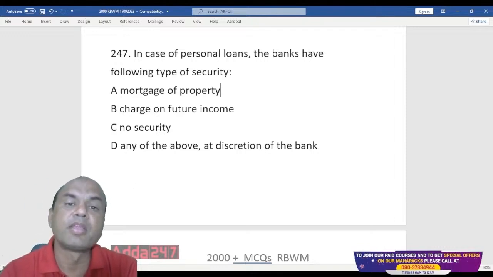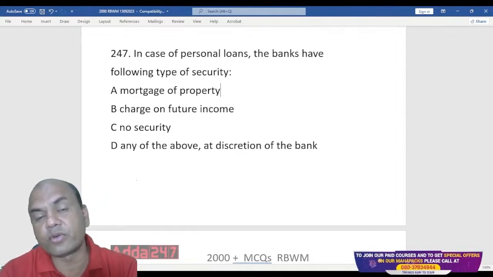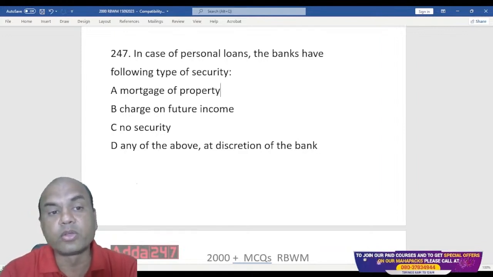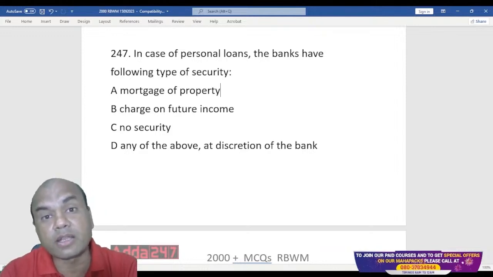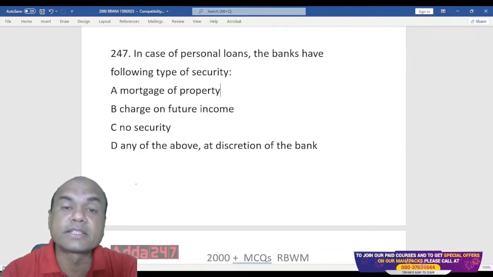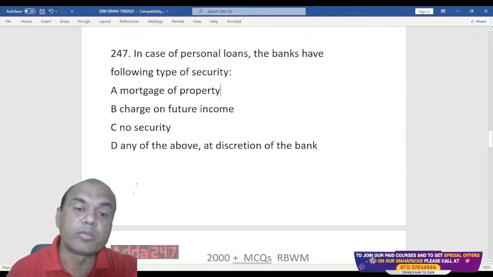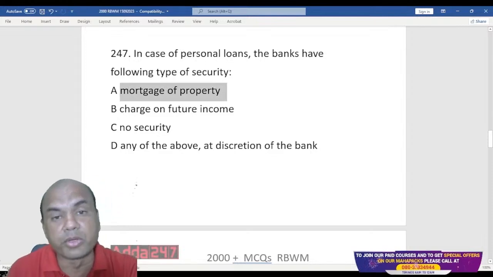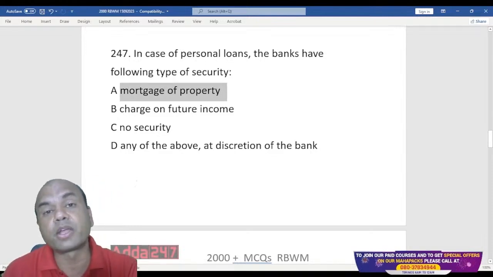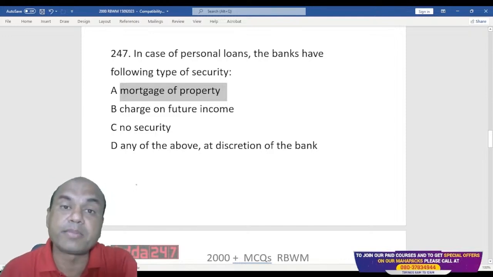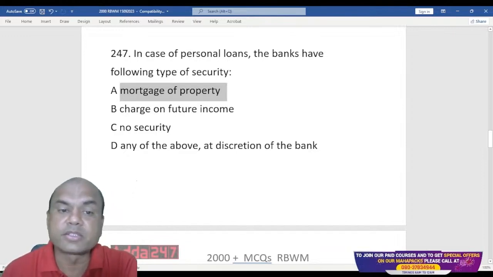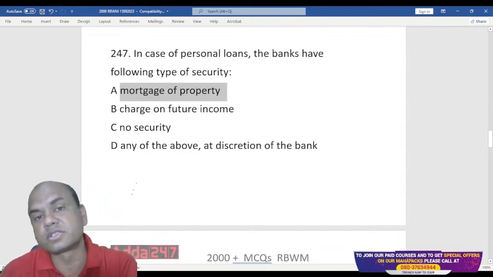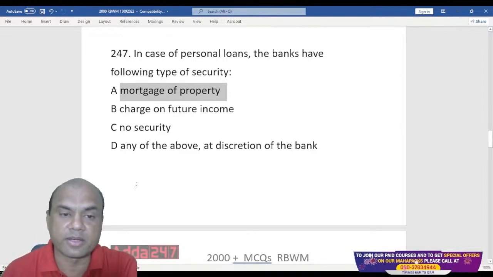See here, property is not taken for home loan. In home loan, we create the property. That is called prime security. When we take the property as a security, we take it as a collateral. So mortgage of property is not taken even on home loans. In home loans, we take the mortgage on the new property to be built as prime security. On collateral security, we don't take it for home loans, right? This mortgage of property is taken for commercial loans. For personal loans, it's not at all there.